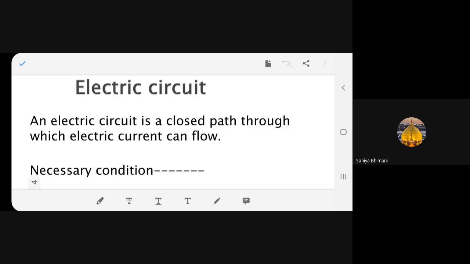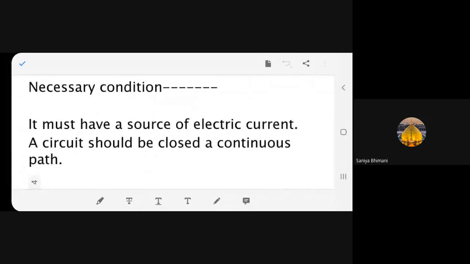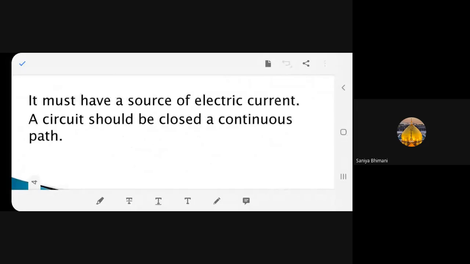Electric circuit, beta. Electric current. An electric circuit is a closed path through which the electric current can flow. Necessary conditions: it must have a source of electric current. A circuit should be a closed, continuous path.